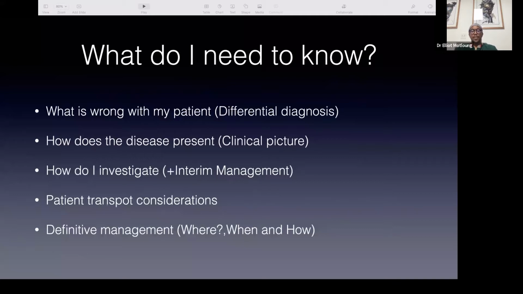And then the other thing which I will give a hint on as we go through the topics is: what then happens? What is the definitive management of this patient before you? Where should this patient be treated? When should this patient get there, and how? Because those are the 3 considerations that one has to look at when you are deciding how your patient is going to be managed. So like I said, the first topic that I will talk about is hypertrophic pyloric stenosis.